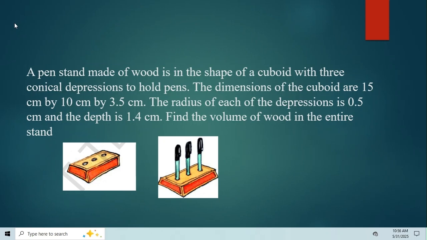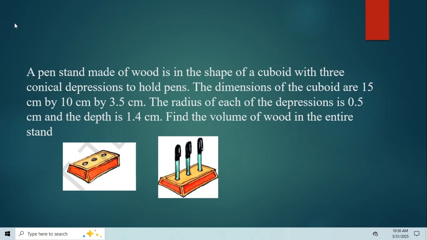But what is the speciality of that pen stand? There are three conical depressions to hold pens. So in that particular cuboid pen stand, there are three conical depressions to hold pens. Each depression has a radius of 0.5 centimeters and a depth of 1.4 centimeters. Then we need to find the volume of the wood in the entire stand.